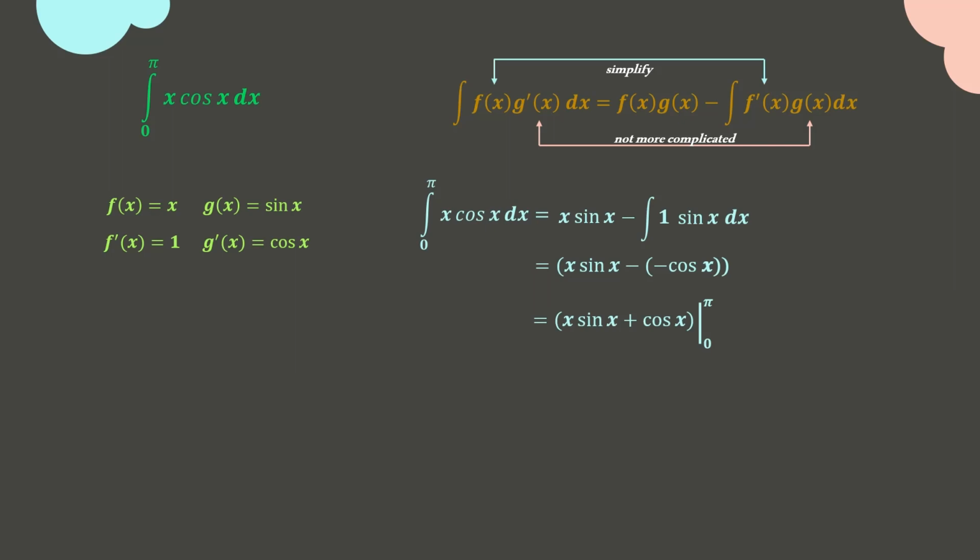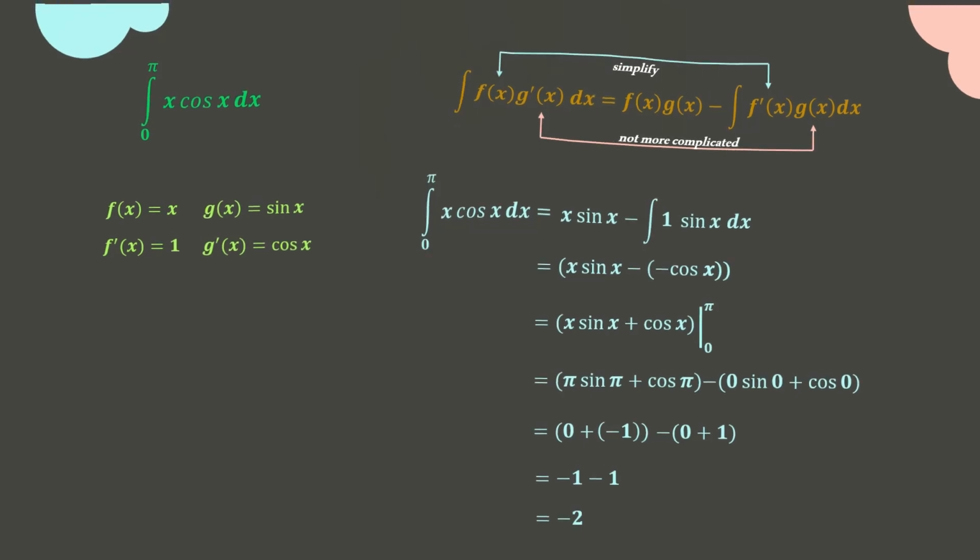So this is equal to pi sine of pi plus cosine of pi, and from that we subtract this whole thing evaluated at 0, which is 0 times sine of 0 plus cosine of 0. Sine of pi is just 0. Cosine of pi is negative 1. Then 0 times sine of 0 is just 0, and cosine of 0 is 1. So we have negative 1 minus 1, which is equal to minus 2. And we are done.